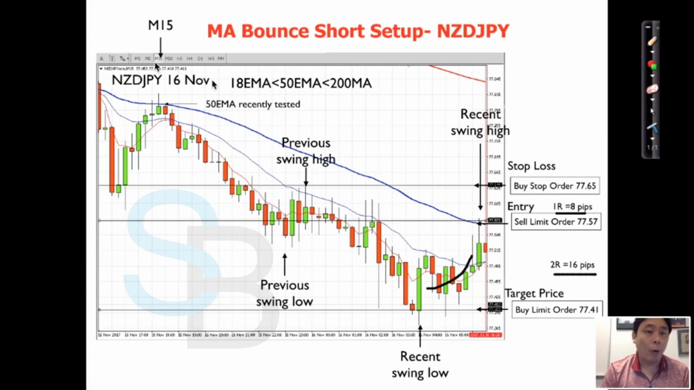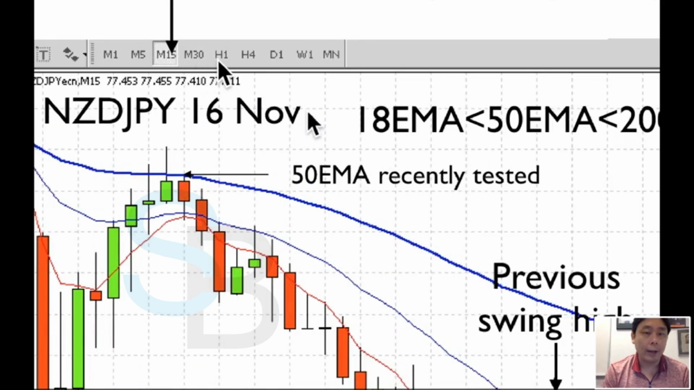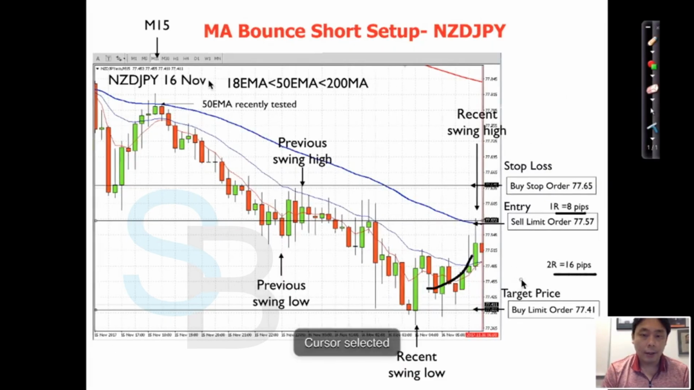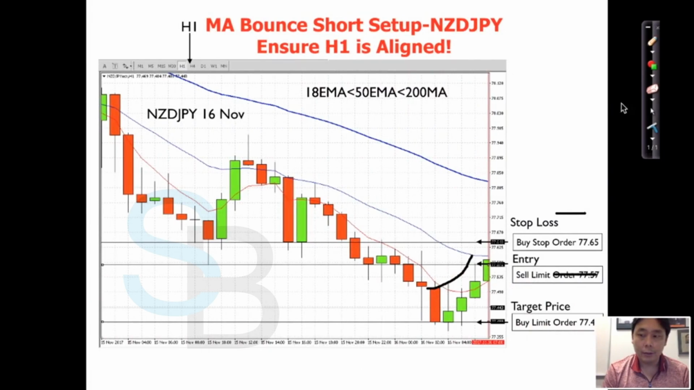Next, we check on the hourly candles. So click on H1. On the hourly candles, you also want to ensure a downtrend. H1 must be aligned to M15. On the H1 candles, the 18 EMA, which is the blue line, is below the 50, and the 50 is below the 200. You can't see the 200, it's somewhere up there, but they're all in a very clear downtrend sequence, okay?